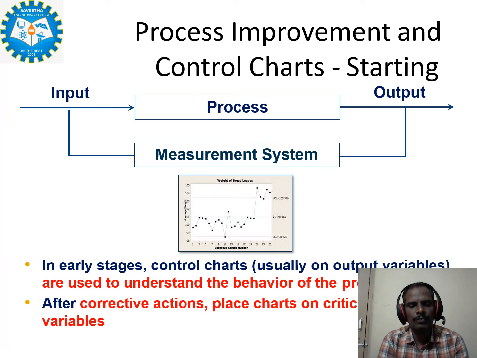This flow chart indicates the process improvement of the control charts, where there is an input and output in between the process. Whatever outputs are obtained, those values are measured, and any errors obtained from the output will be measured and corrected in the input.